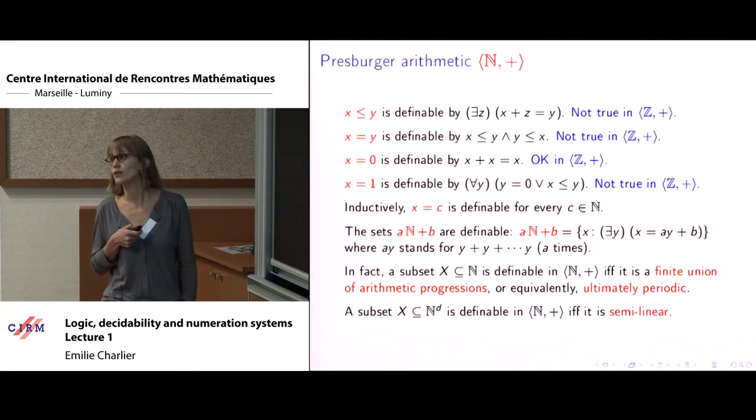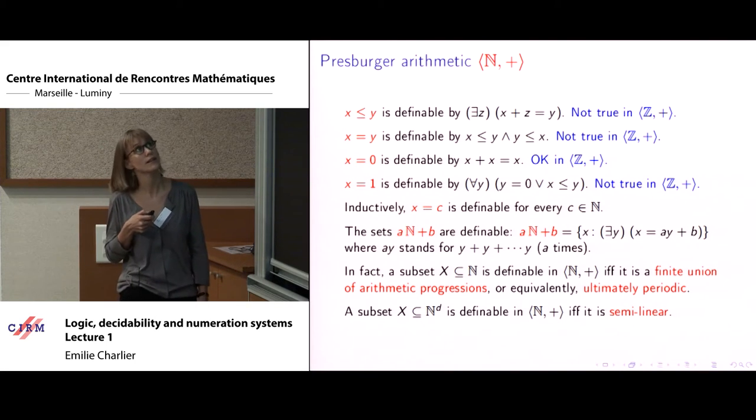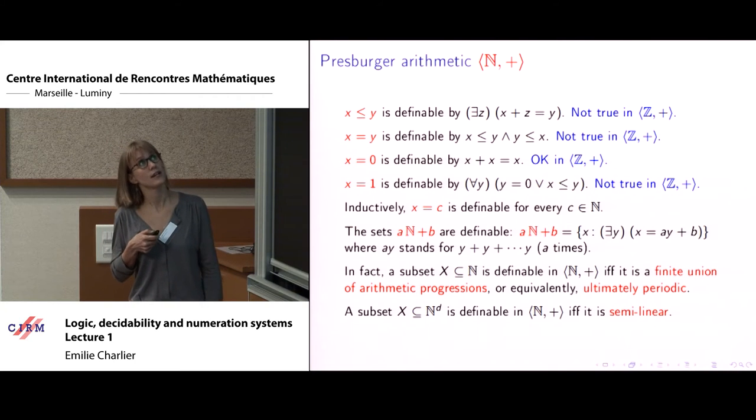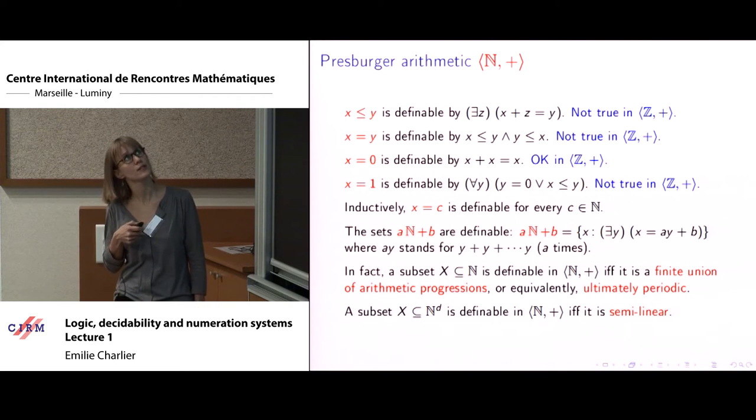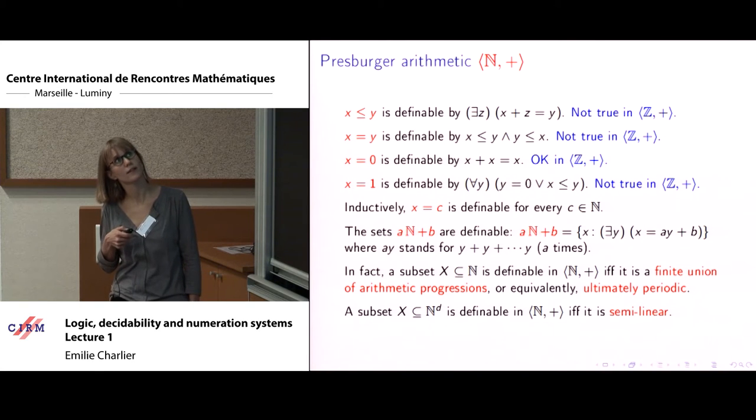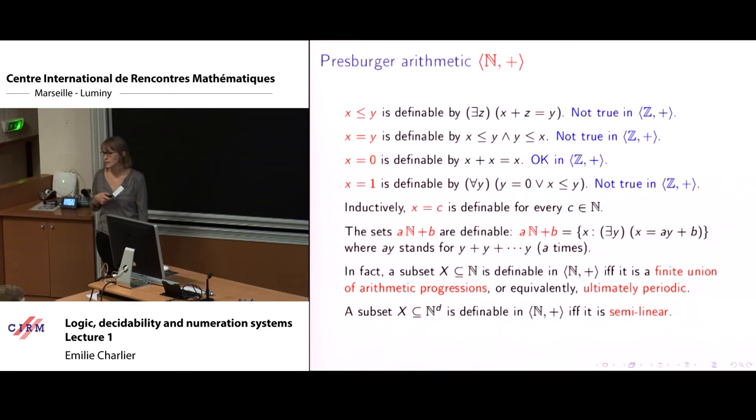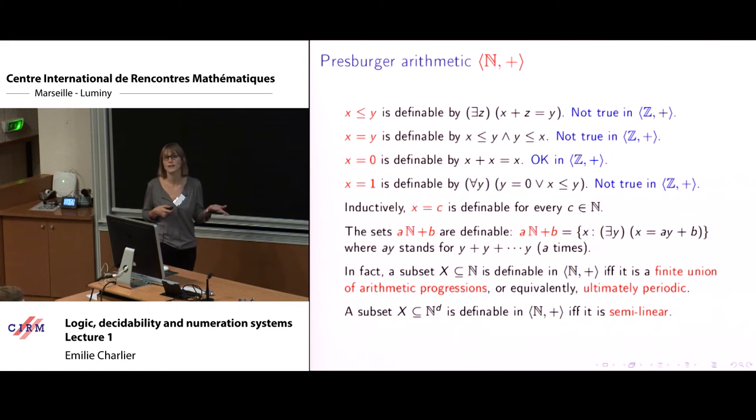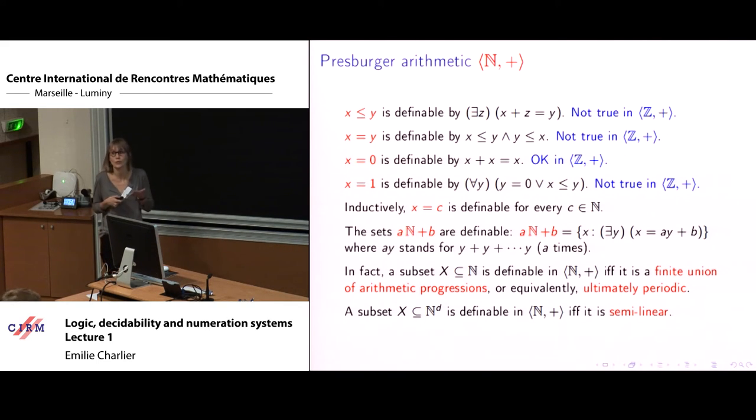Now if you want to define other constants, other integers, x equal to one, well, it's definable in N plus, because it means that for all elements in the domain, either it is zero or it is greater than or equal to x. So it's the smallest element in the domain which is not zero. In N, this element is one. You cannot do that in Z plus, because there is no smallest element in the domain. So this is really particular to N. And so inductively, once you have one, you can define any constant in Presburger arithmetic.